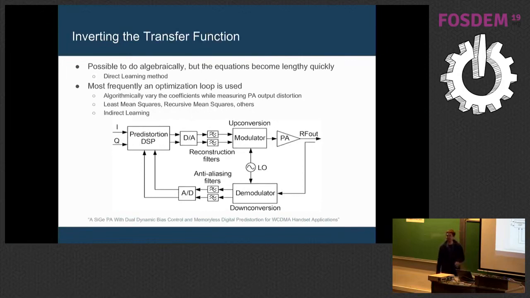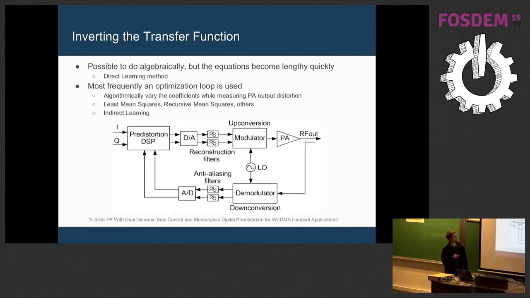So inverting the transfer function, we have that great Volterra series which tells us it's going to be low by this much. Ideally, you'd have a function that just tells you you should be high by this much. You can do this analytically or algebraically, but it becomes very lengthy. So again, people tend to use training algorithms. They'd sample a bit of the RF output, demodulate it back down, anti-alias it, all the stuff you would do in a normal receiver.